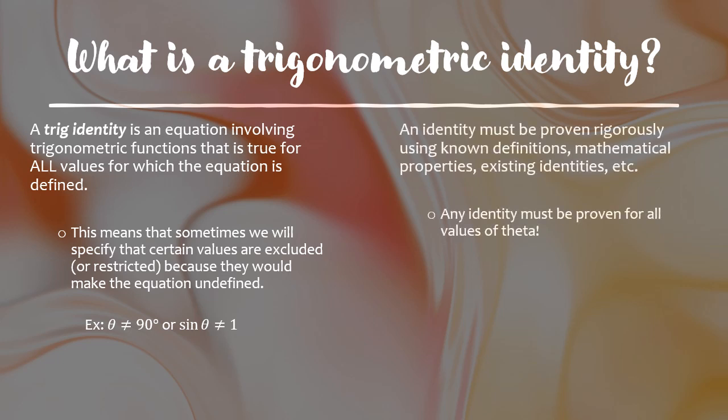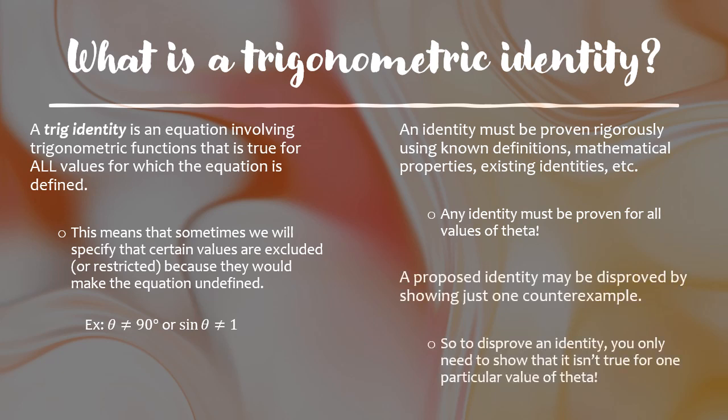An identity has to be proven rigorously using known definitions, mathematical properties, existing identities, etc. So we're going to be looking later on at a process called verifying identities, and we'll look at that a little bit today as well. Any identity does have to be proven for all values of theta. We'll look at what that really means. It doesn't mean we have to go through 0 through 360 degrees and show that it works for all of those degrees. That's not exactly what we mean.